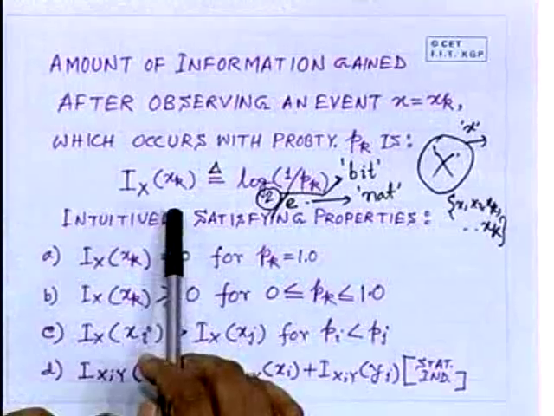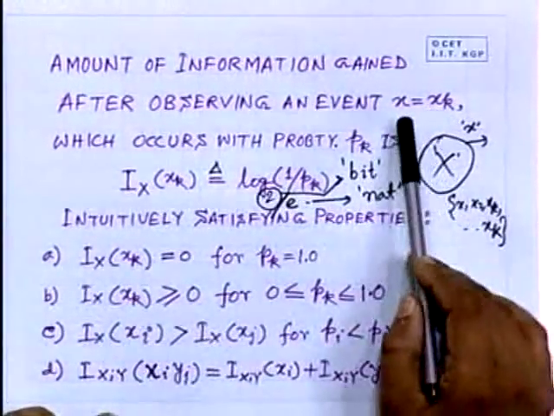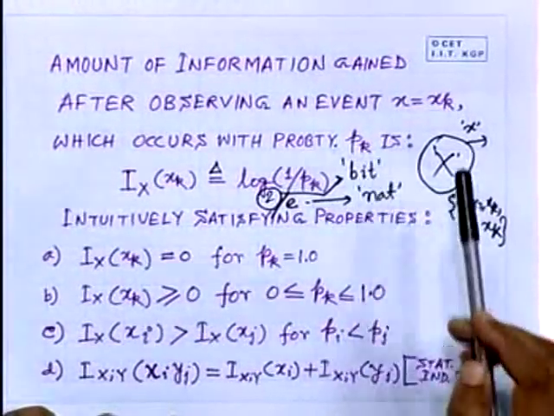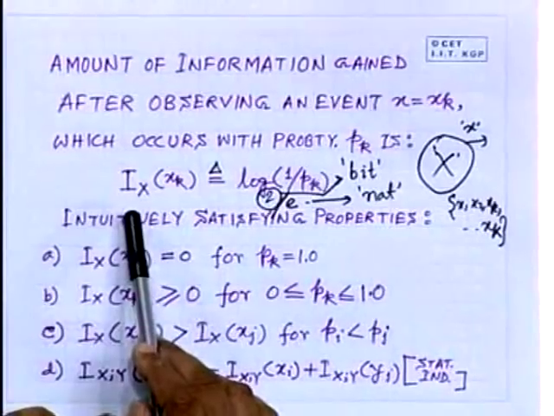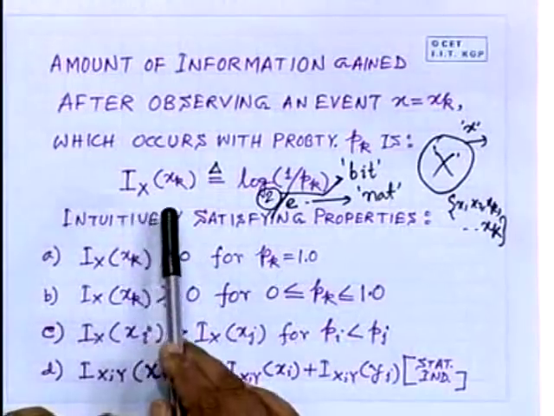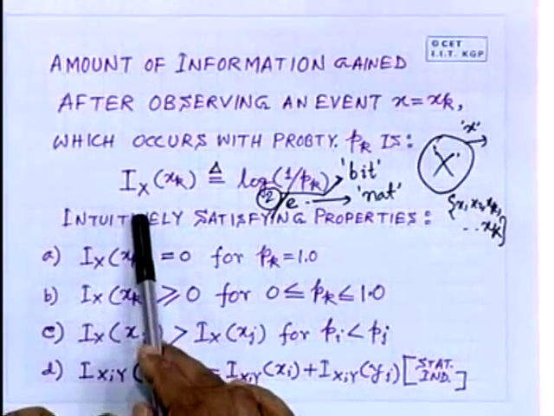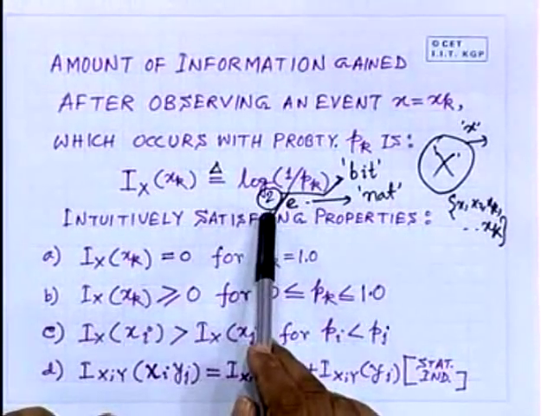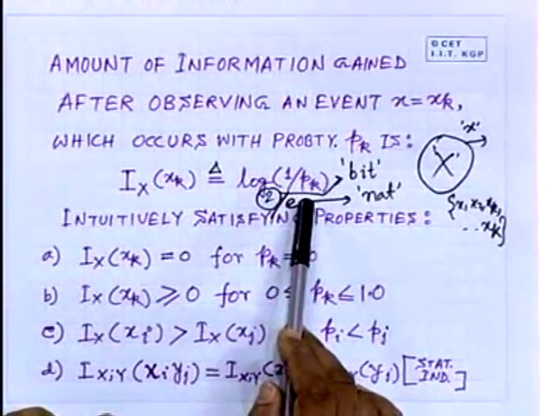Okay. In the last class, we introduced a fundamental definition of information related to an event x equal to xk and whose probability was p of k. We said that by definition the information associated with the occurrence of the event x equal to xk, where x is defined over the ensemble capital X, was log of 1 upon pk, and we decided to choose a base of 2, so that the unit of our information is bit.